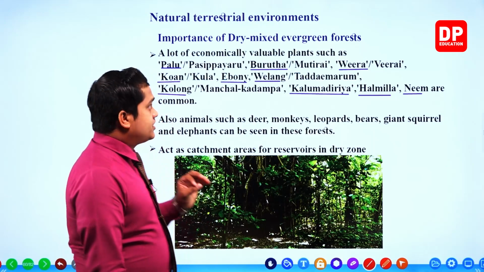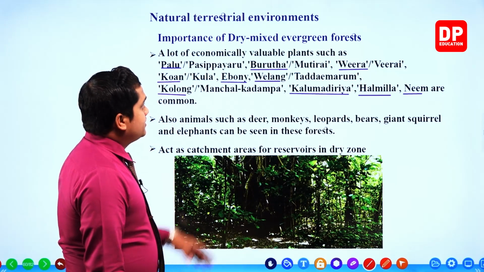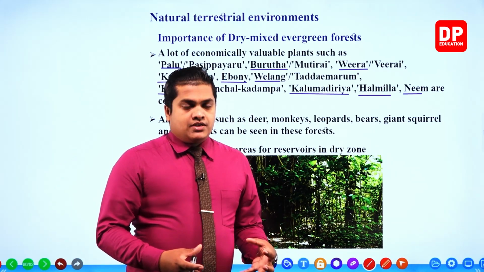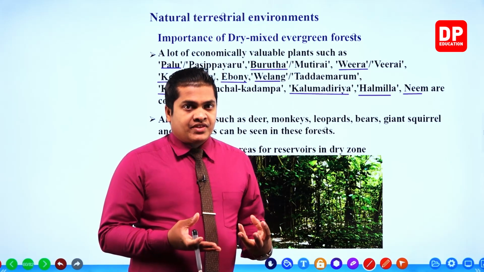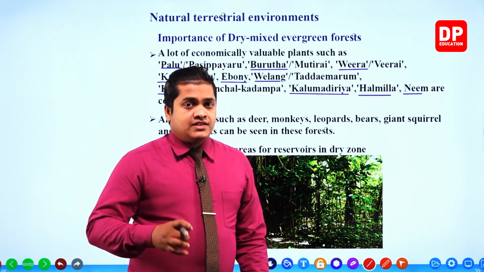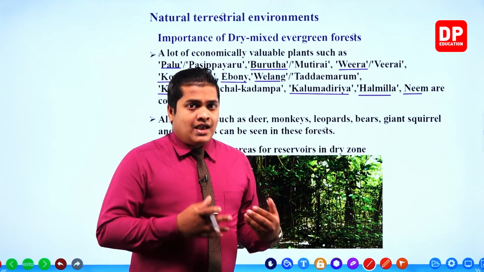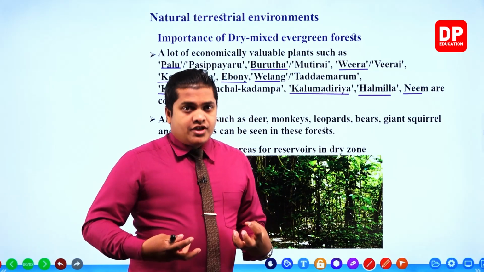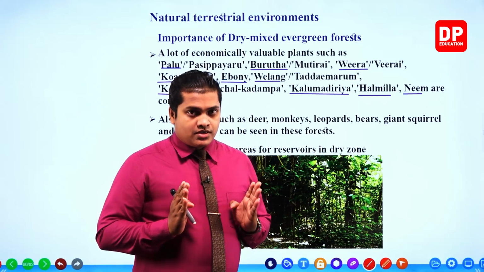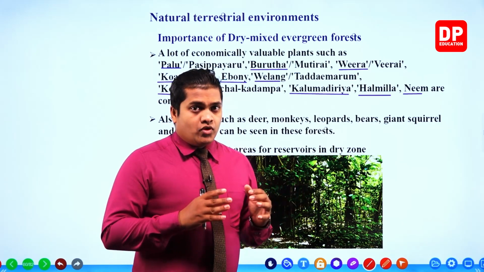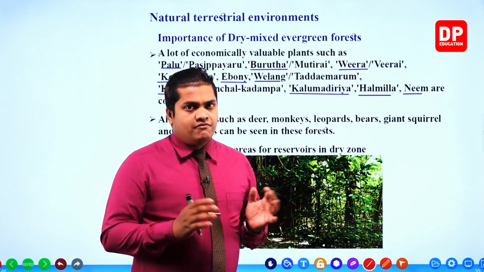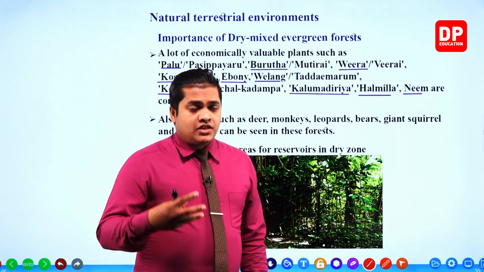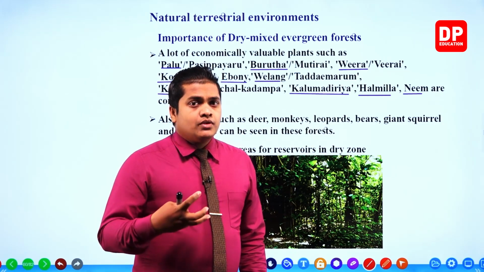So these are the types of plants and trees that we can observe in places like dry mixed evergreen forest. There are so many plants with so many varieties. These things are very valuable to our economy. When we are making different kinds of furniture and other constructions related to wood, we use these things. They show great value when compared to the economy.